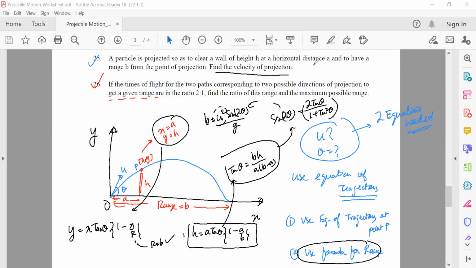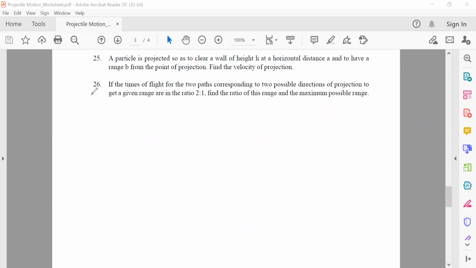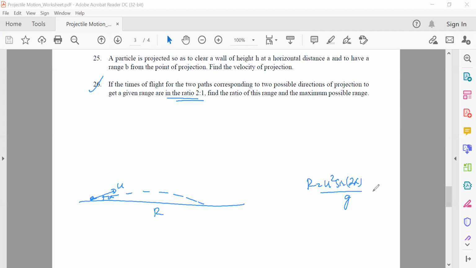Yes, sir. Okay. Now let's move on to the last, 26th question of this part. Okay. Time of flight for two paths corresponding to two possible directions of projection to get a given range are in the ratio 2:1. Okay. Yeah. So for this, you know the concept that if you have one time you project something at, let's say, an angle alpha and you achieve a certain range. And you achieve a certain height and time and all that.